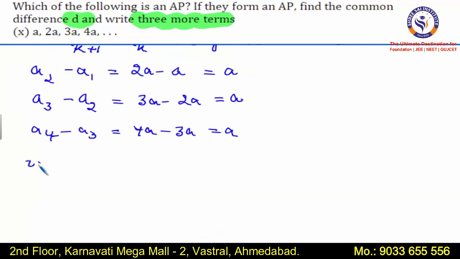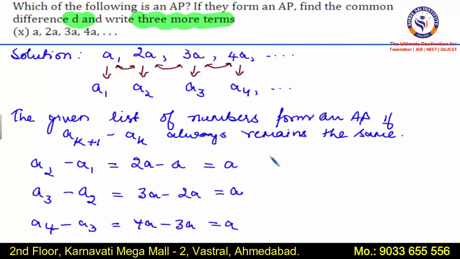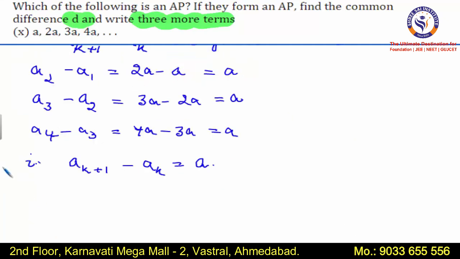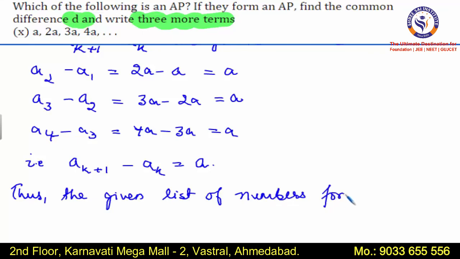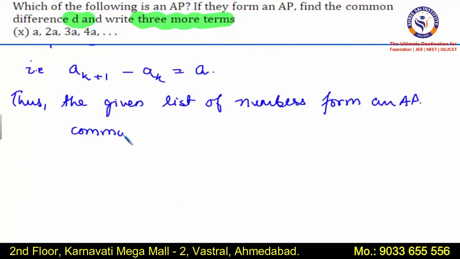And this implies that AK plus 1 minus AK always remains the same, and this is equal to A. That is, the difference between any two consecutive terms is always the same, which is equal to A. Thus, the given list of numbers form an AP, and the common difference, let us denote it by small d, is equal to A.